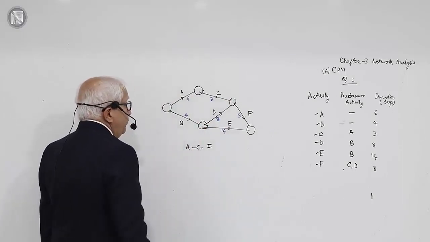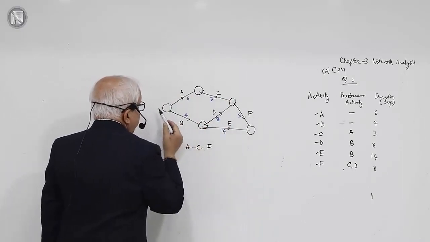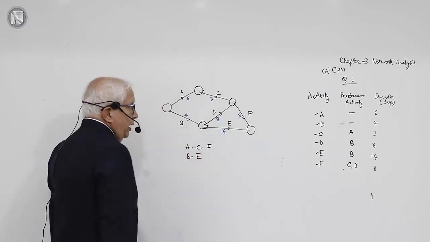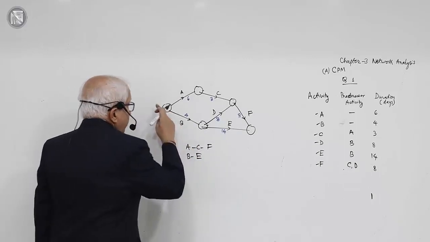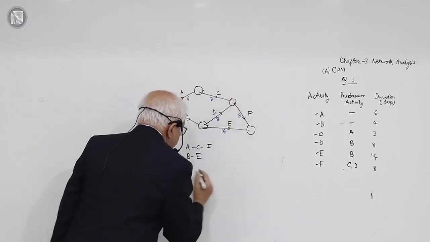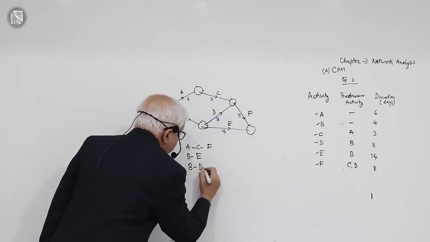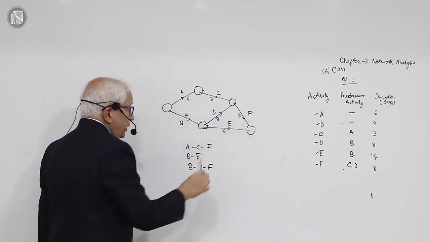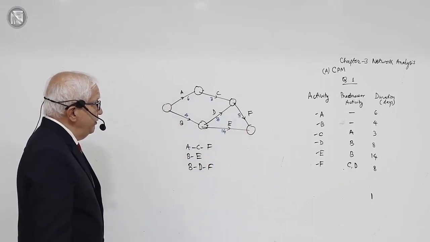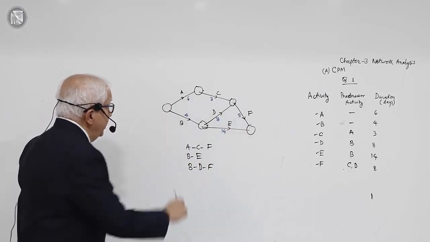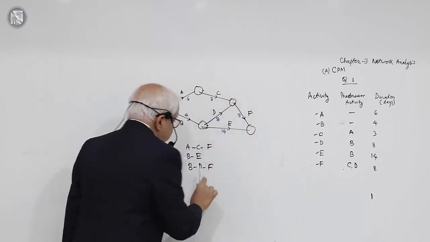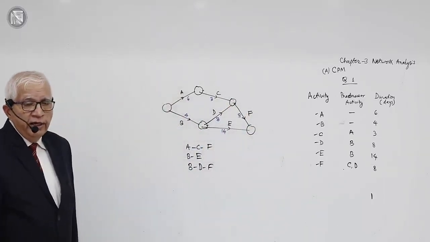What is the other way of reaching this event? BE. Any more ways? BDF. See, they all start from here and end here. That is the criteria. Any other way? No, I don't think there is any other way. ACF, BDF and BE. These are the three ways of reaching the end event.